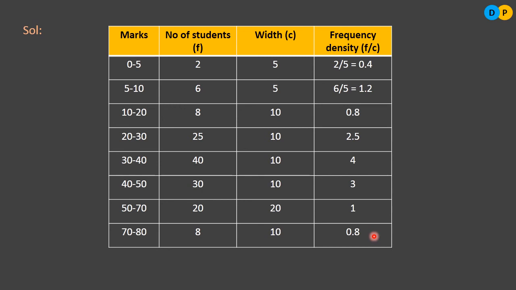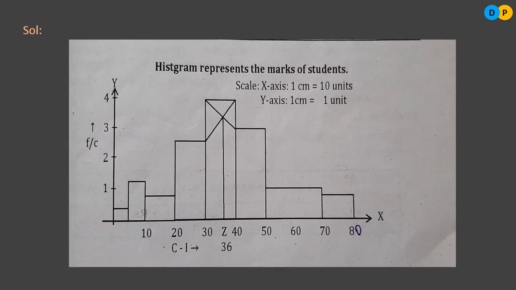So now we can plot the histogram. While plotting the histogram, what needs to be considered? We consider only the class intervals, that is marks, and frequency density. The rest of the two columns are neglected; they are of no use now. First we need to consider the scale. The x-axis: 1 centimeter is equal to 10 units, and the y-axis: 1 centimeter is equal to 1 unit. Fine.